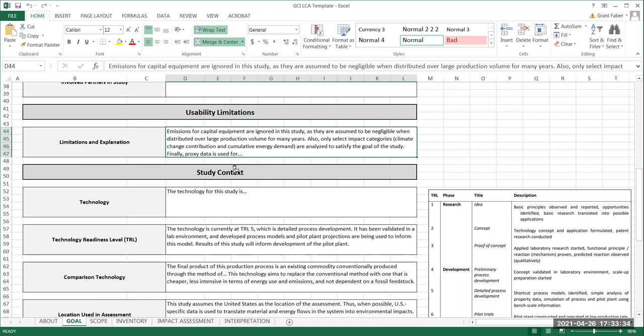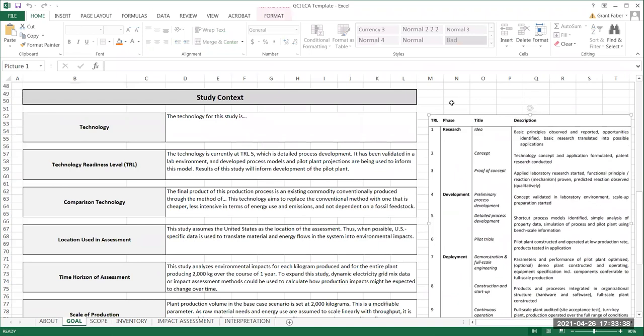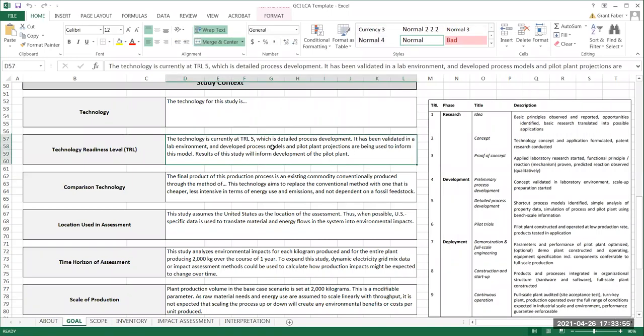Another note here too is that we have these snapshots throughout the template that come from the Global CO2 Initiative's guidelines. Here what we see is a table representing different TRLs, or technology readiness levels. The idea for putting this table here is to allow users of the template to look at the descriptions on the side, so that it informs what they might write in the technology readiness level portion here.